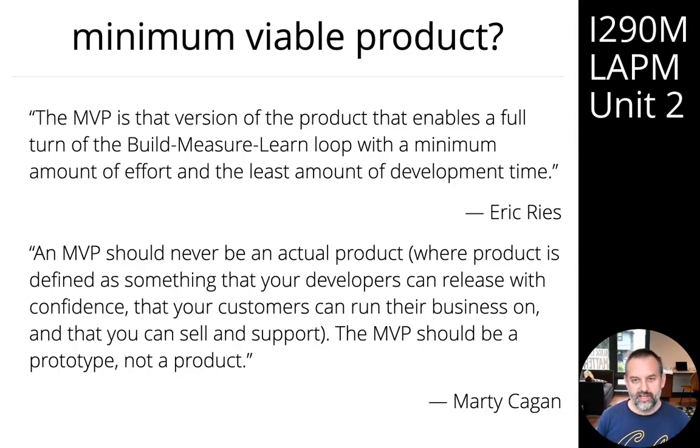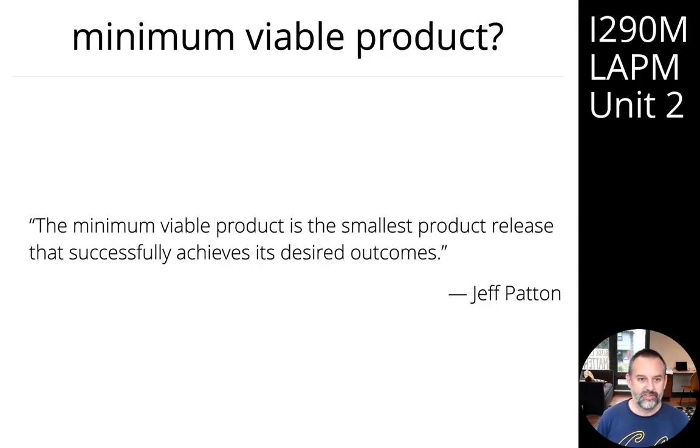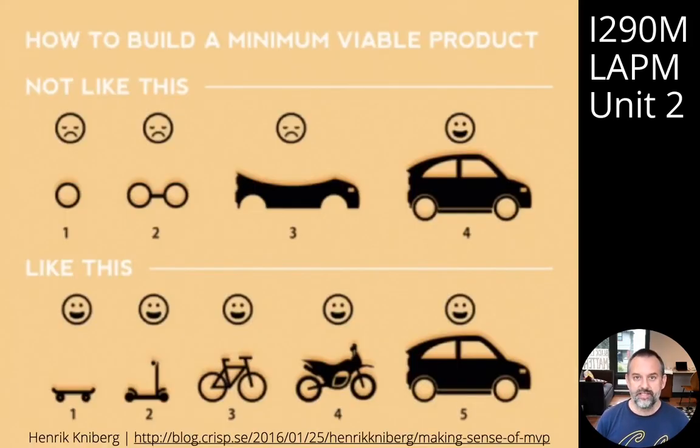There is also another use of the term MVP. So Jeff Patton talks about MVP as the smallest product release that successfully achieves its desired outcomes. So in this context, you are actually selling it, and it's a release that delivers some value to some set of users. In that context, there's this useful illustration that helps people understand what an MVP is.